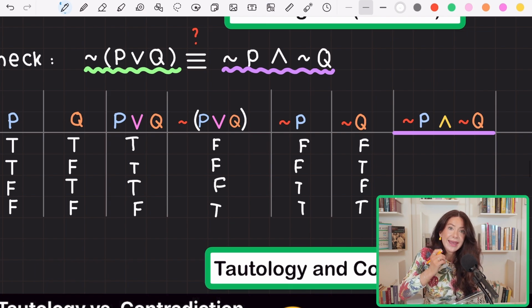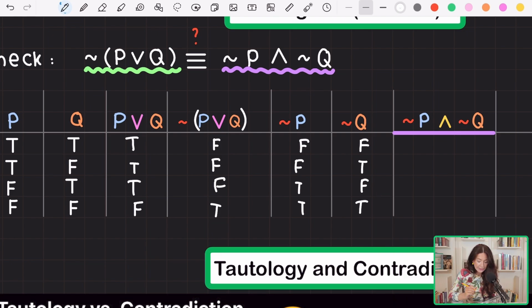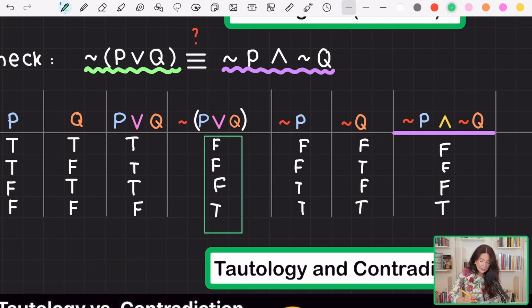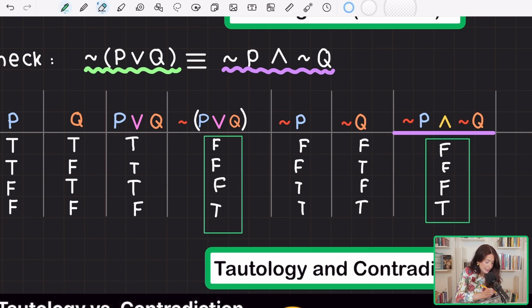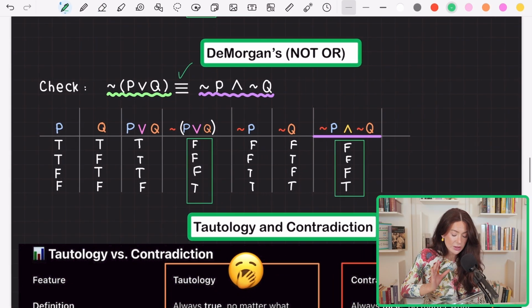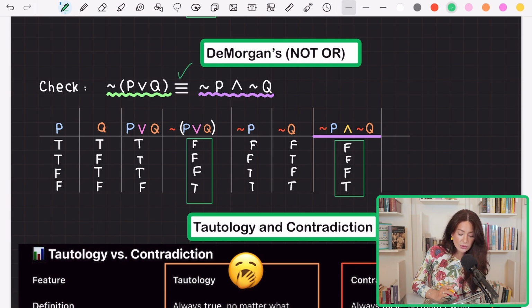Okay, not P and not Q. We know that "and" is quite demanding, it's conjunction. It's only true when both of the conjuncts are true. That happens in the last row. Everywhere else, it will be false. Okay, and here you have it. The truth table of the left side is exactly identical to the truth table on the right side. So these two statements are identical. So those are the two DeMorgan's laws.